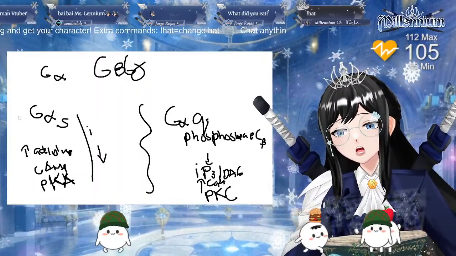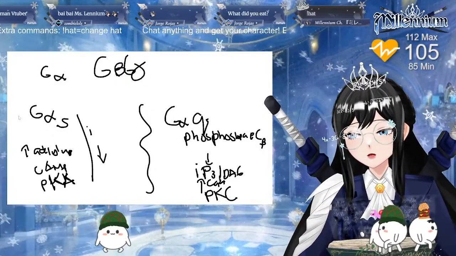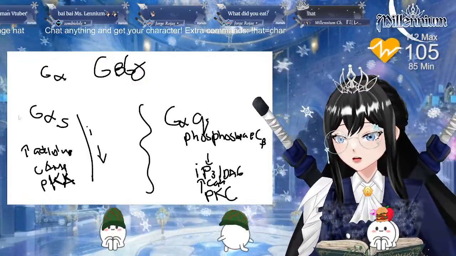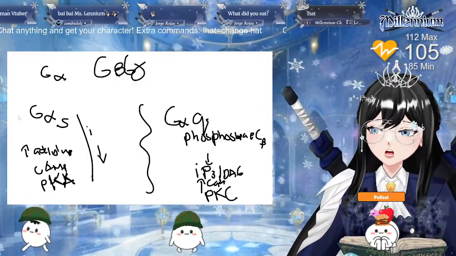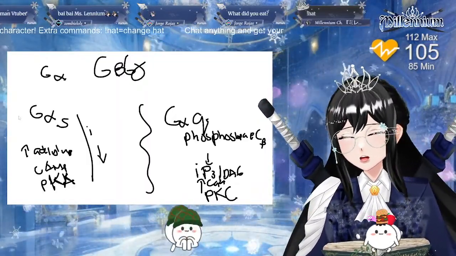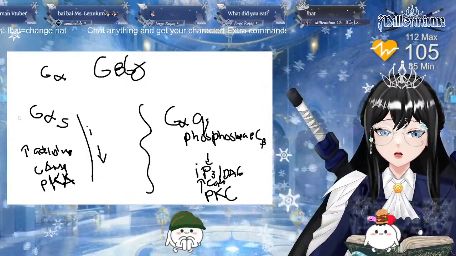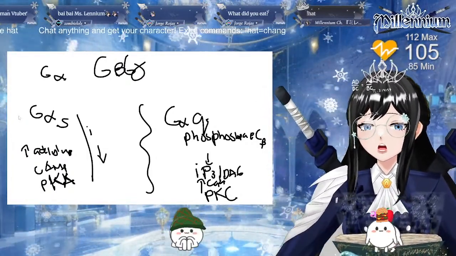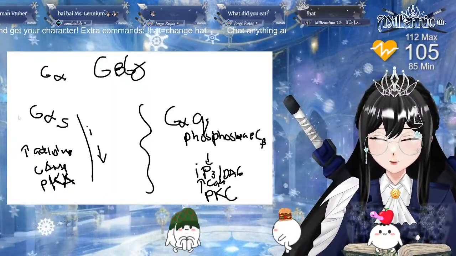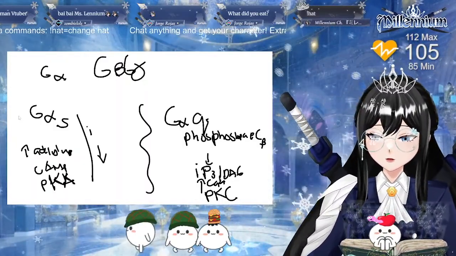After the G alpha dissociates, it depends what type of G alpha it is, if it's the S or Q. If it's G alpha S, it would go through the adenylyl cyclase, then the cAMP and the PKA route. But if it's G alpha Q, then it would be phospholipase C and IP3, DAG, calcium, PKC. That's the simplest way we can explain what those do.